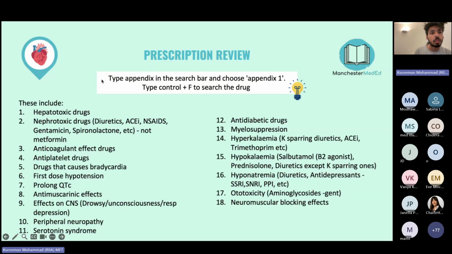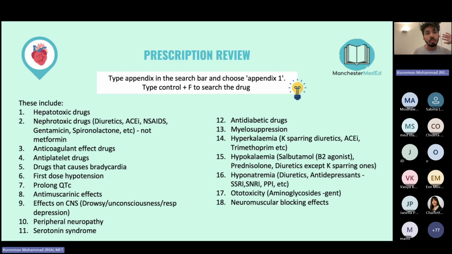But it's very helpful because here, like you see, some of those drugs you need to know because it forms part of your medical training as well, like nephrotoxic drugs. You need to know diuretics, ACE inhibitors, NSAIDs, spironolactone are all causes of AKI.